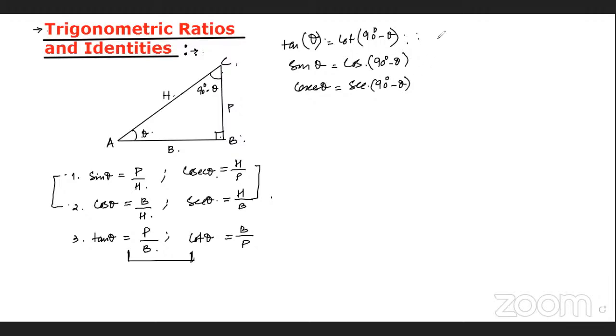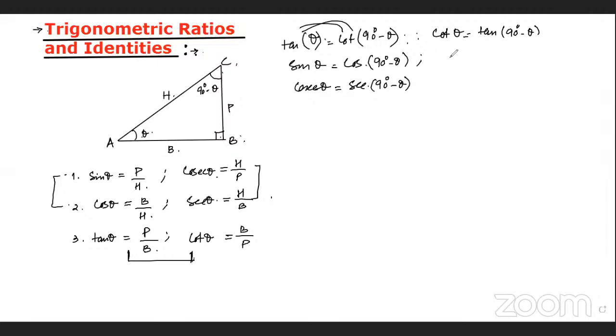Or we can also have it like this. Even cot theta can be written as, they are interchangeable. Like this can come here, this can go here. Cot theta is equal to tan of 90 minus theta. Okay, because they are co-functions, complementary functions of each other.